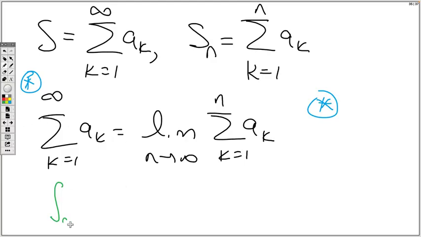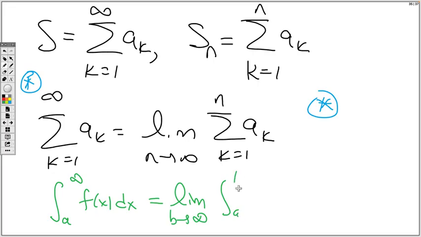Remember when we had integrals from a to infinity of f of x dx? What does it mean to integrate to infinity? We just replace the infinite limit with an upper limit and let that upper limit go to infinity. You with me or not? Okay. And the same words apply to these infinite series that apply to integrals. If the limit exists, we say that the series converges. If it doesn't, we say the series diverges. So those words, converge and diverge, are the same.